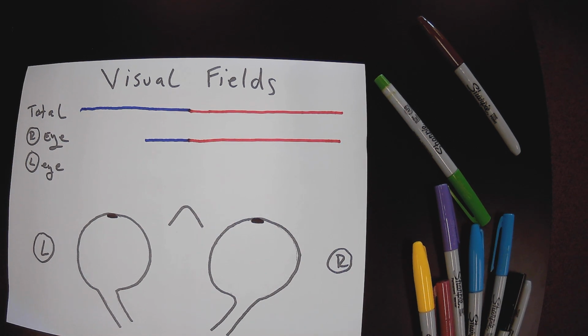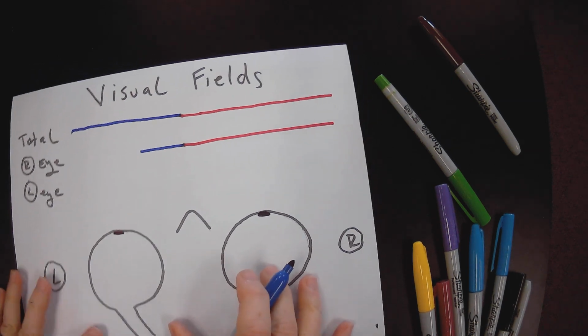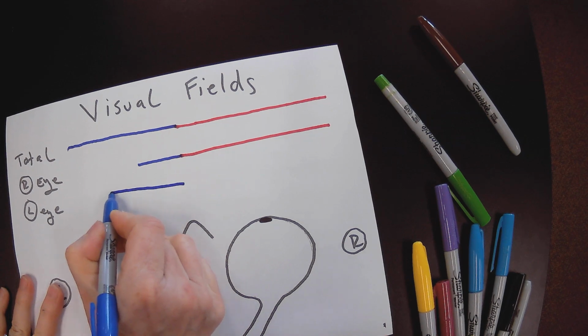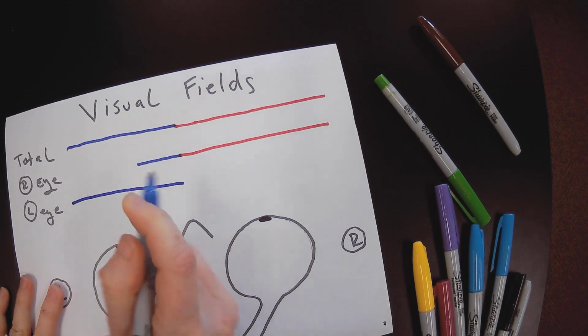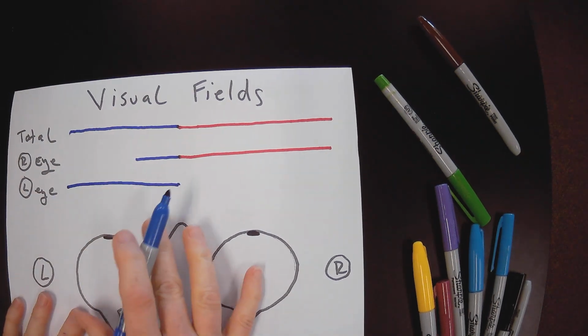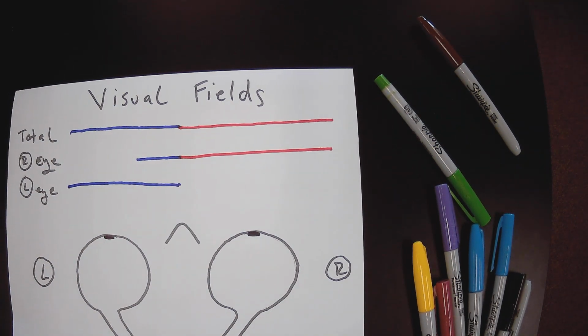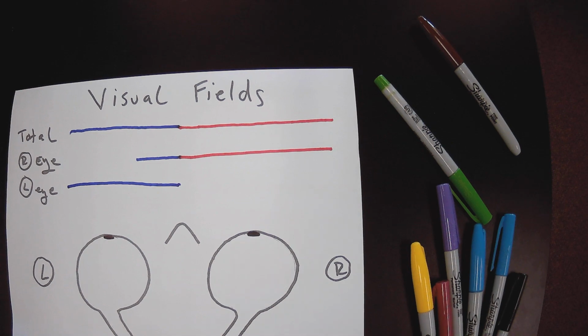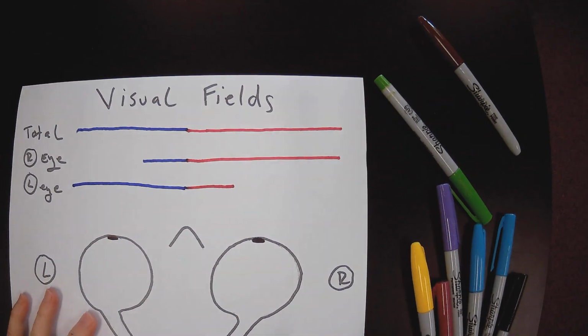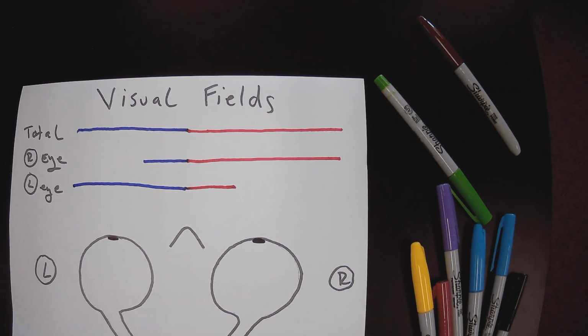Same thing happens if I cover my right eye. What I can see with my left eye is going to be here all the way over to the end of the left visual field. Okay, so the entire visual field on the left if I have my right eye covered, but just a little bit of the right visual field. I'm not going to be able to see all the way to the end.